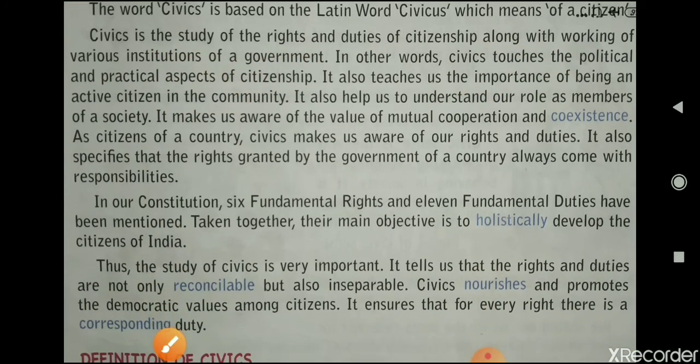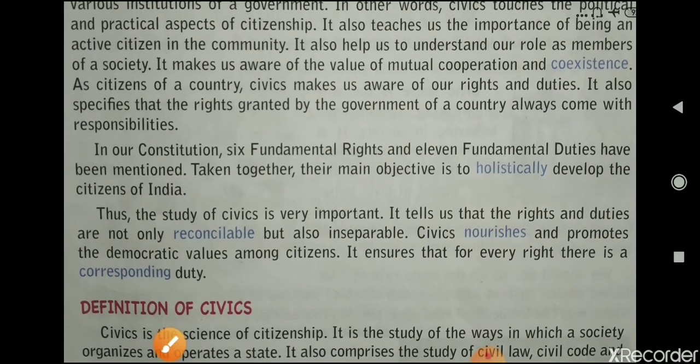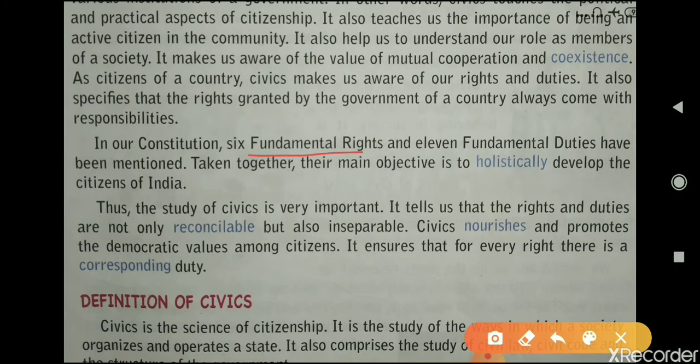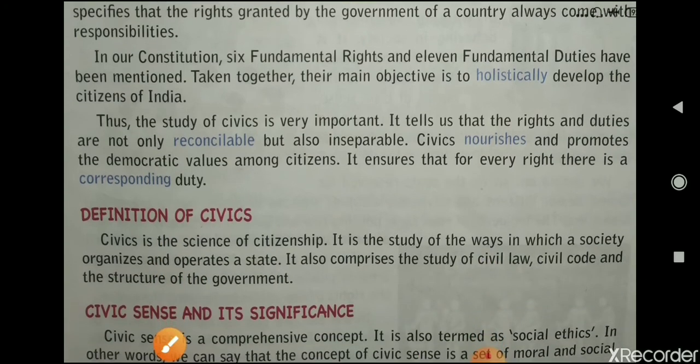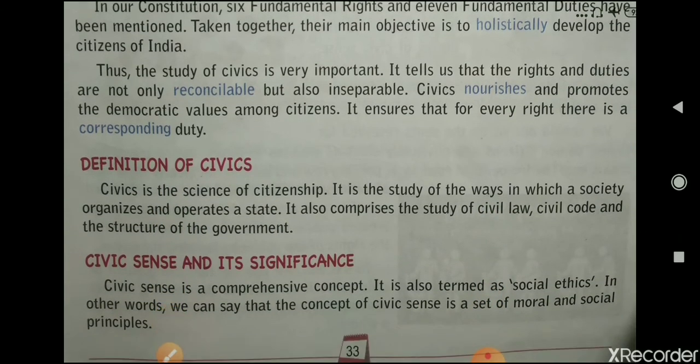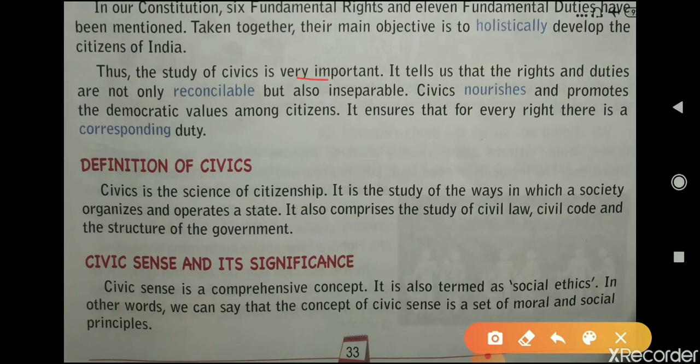Then we saw what the fundamental rights and duties are. In our constitution, 6 fundamental rights and 11 fundamental duties have been mentioned, and taken together their main objective is to holistically develop the citizens of India, meaning the overall development of citizens of India. Thus, the study of civics is very important. It tells us the rights and duties are not only reconcilable but also inseparable, meaning both are inseparable.